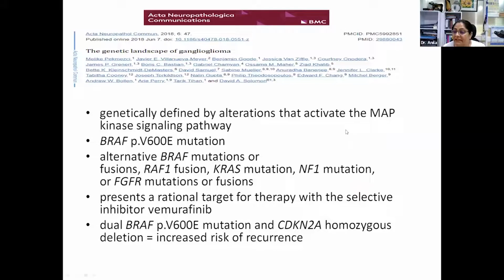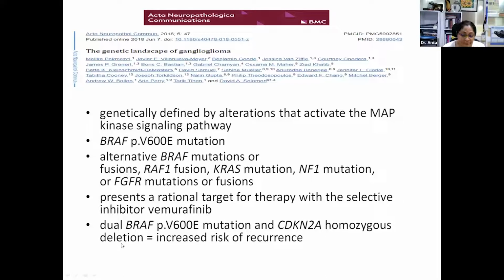So what is the genetic landscape of the ganglioglioma? The genetically defined alterations activate the MAP kinase pathway, the most common being the BRAF V600E mutation, or alternate BRAF mutations or fusions. And they present a rational target for therapy with the selective inhibitor vemurafenib.